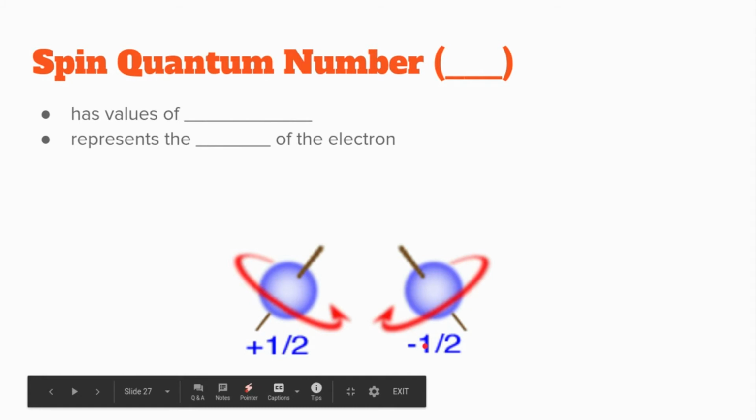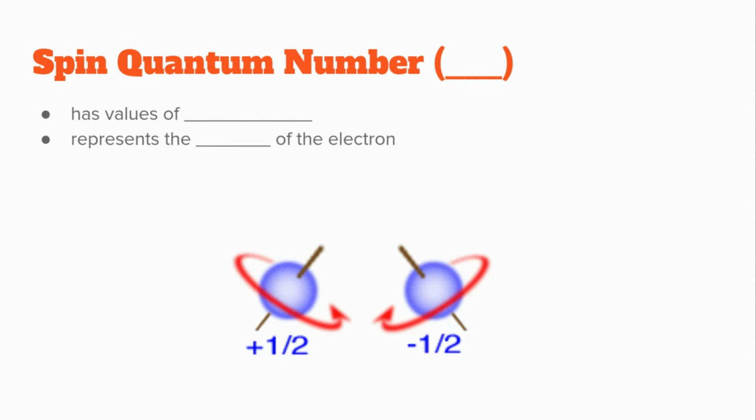Now, we can't know exactly which direction the electron is spinning, clockwise or counterclockwise. So we just assign it a number. And we know that any electrons that are in the same orbital must be spinning in opposite directions. So one must be going clockwise and one must be going counterclockwise.